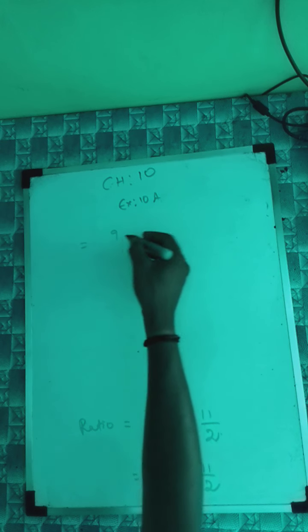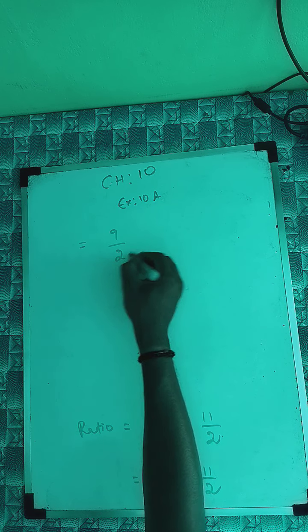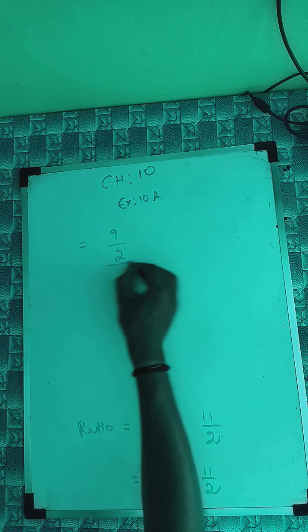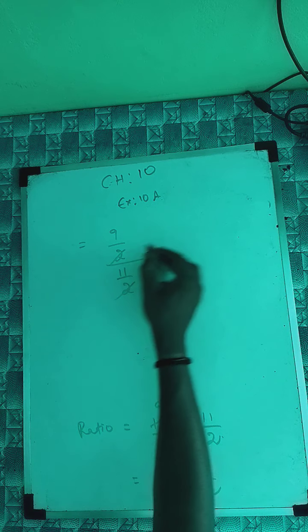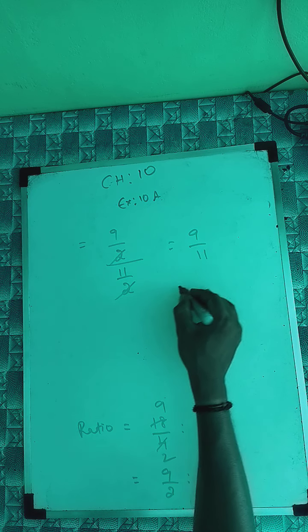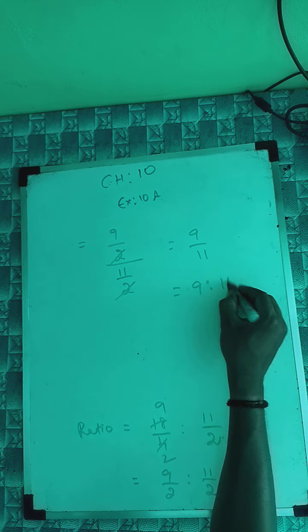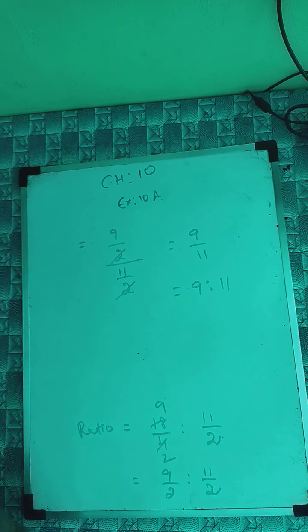Equal to 9 by 2, we can just write 11 by 2. So we can just cancel this 2 and 2, so the answer is 9 by 11. So the ratio is 9 is to 11. Okay, so the ratio is 9 is to 11.